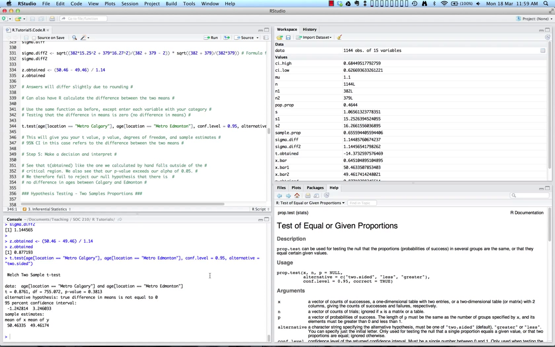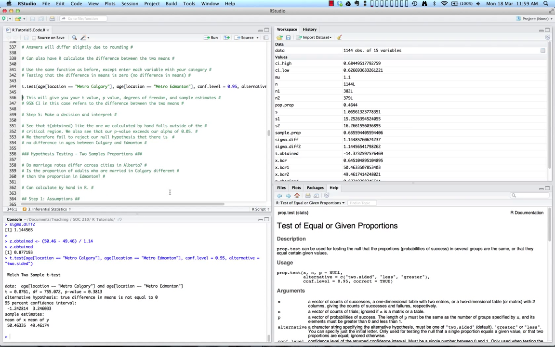Alrighty, so we talked about hypothesis testing for 2 sample means. Let's talk about it now for 2 sample proportions. And our question here is, do marriage rates differ across cities in Alberta? Is the proportion of adults who are married in Calgary different than the proportion in Edmonton?